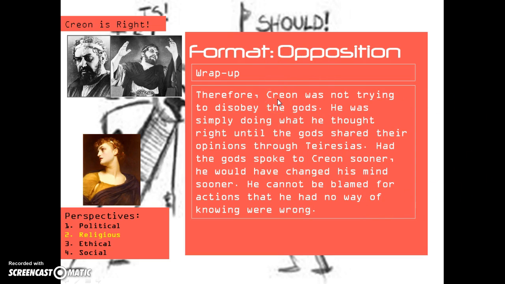That while Antigone was saying Creon was trying to disobey the gods, I say she's wrong. He wasn't trying to disobey the gods. He was actually doing what he thought was right. But then Tiresias finally spoke to him. And then that is when Creon knew the truth, and he immediately changed his mind. And then I kind of point out that if the gods had explained to him sooner, he would have changed his mind sooner, further proving that it wasn't his fault. It's almost more the gods' fault than his for kind of giving him the silent treatment. And then I established my final statement. He can't be blamed for his actions because he didn't know they were wrong.